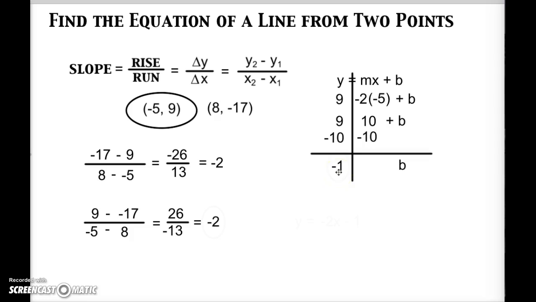Now to write an equation, I need to plug that back into the y equals mx plus b. My b, which is -1, and my m, which is -2. So let's do that. Y is equal to, but instead of m, I'm going to put -2x, and instead of b, I'm going to put -1. So the equation that goes through these 2 points is y is equal to -2x minus 1.